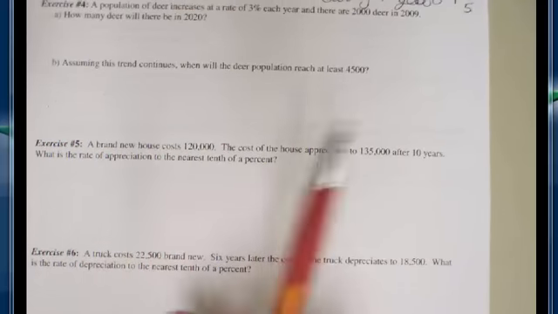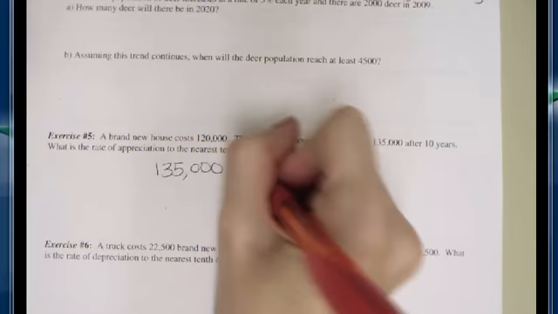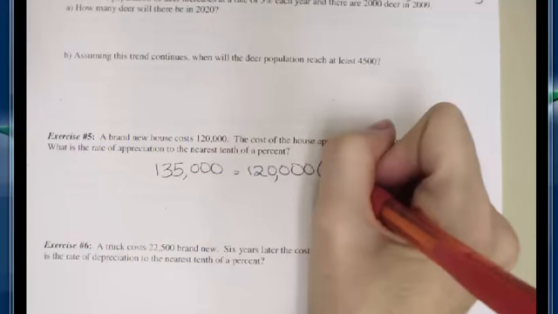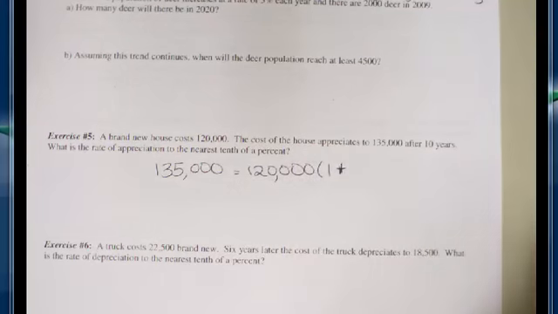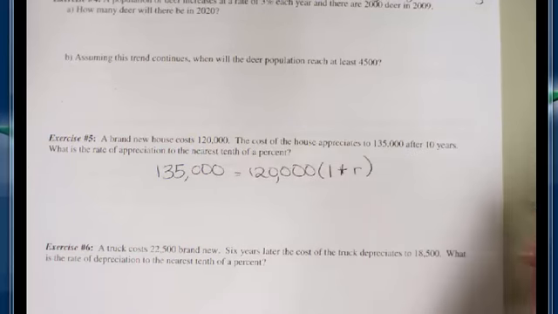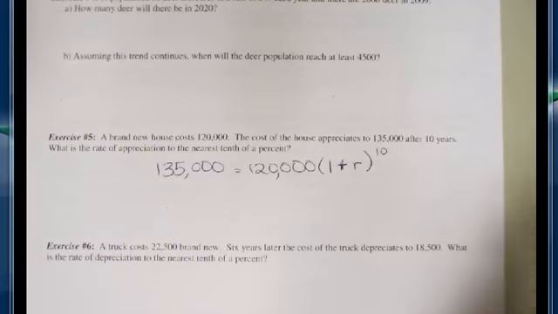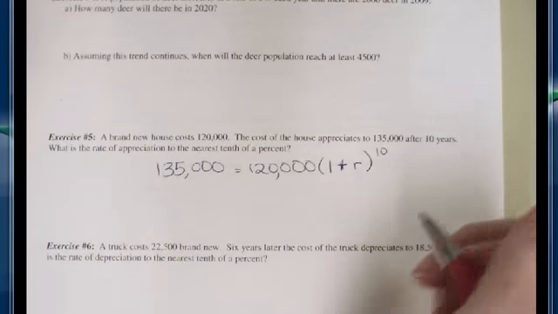So this is a different setup than we have. The new price, $135,000. Original price, $120,000. We know it's appreciating, so it's 1 plus. Normally they give us the rate. That's what we're solving for this time. And that's going to go to the 10th power because they're saying this happened in 10 years. So the steps are just a little bit different.